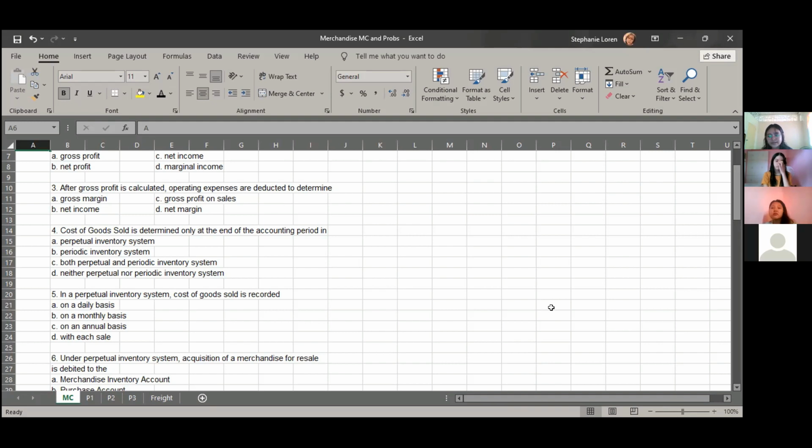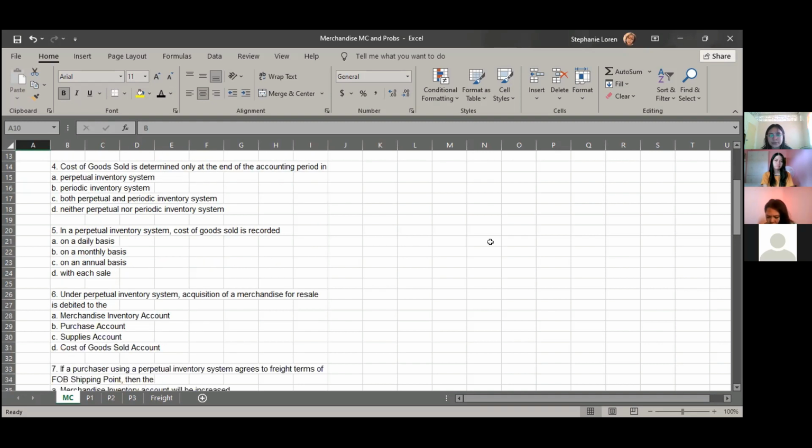So your answers, pareho kayong letter B. So the correct answer is letter B. So, ayun, number 4, next question. Cost of goods sold is determined only at the end of the accounting period in A, perpetual inventory system, B, periodic inventory system, C, both perpetual and periodic inventory system, or letter D, neither perpetual nor periodic inventory system. Your answer is, for Edie, letter B, and letter B, David. So the correct answer is letter B, periodic inventory system.